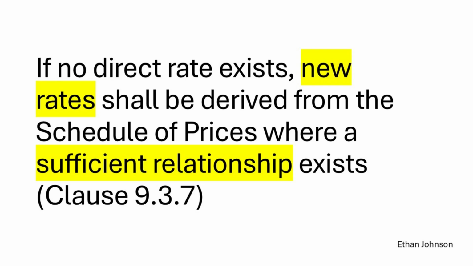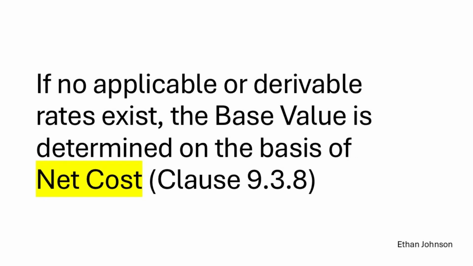Clause 9.3.7 lets you derive a new rate from the ones you already have. So, let's say you've got a rate for a standard concrete wall. You could use that as a logical basis to calculate a fair rate for a new wall that's just a little bit thicker. The key thing here is that the new rate has to be reasonably based on what's already in the schedule. Now, if and only if you can't use level 1 or level 2, you drop down to the final level, net cost.